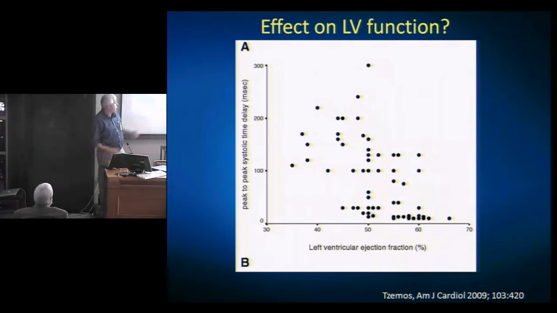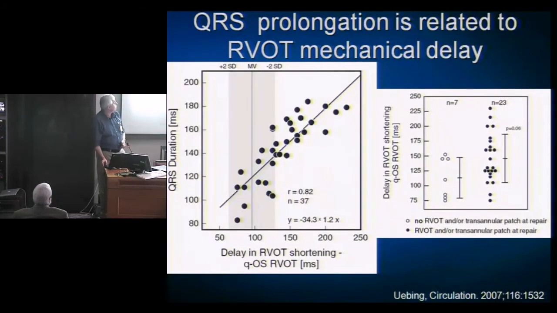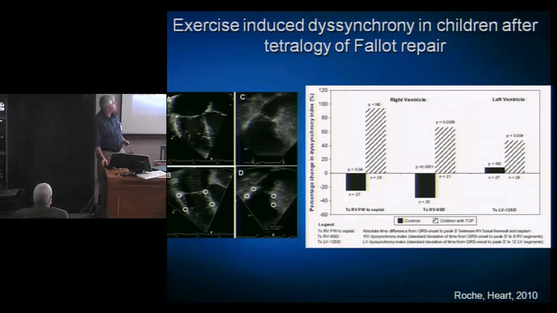And in the same group from Toronto General, you get scatter plots like this, that the peak to time delay, so that measure of abnormal timing of motion and ejection fraction is actually, there's no relationship. But other groups have shown that there is dyssynchrony, and this is Michael Vogel's work, and that if you have a delay, your outflow tract is quite abnormal. So I'm just going to skip this.